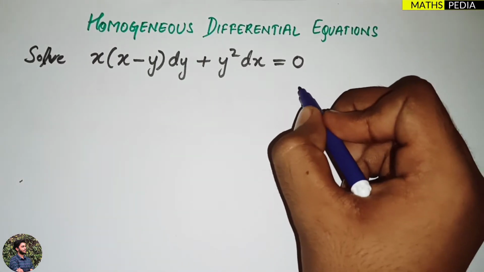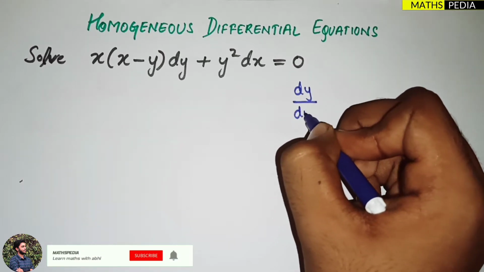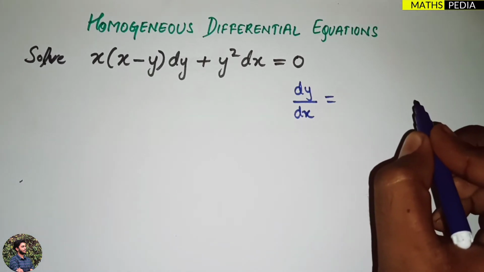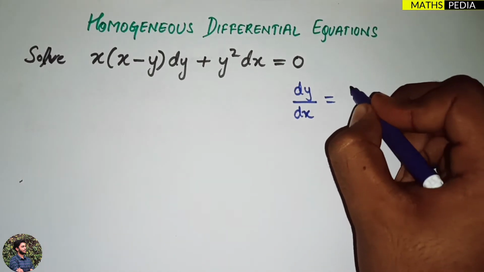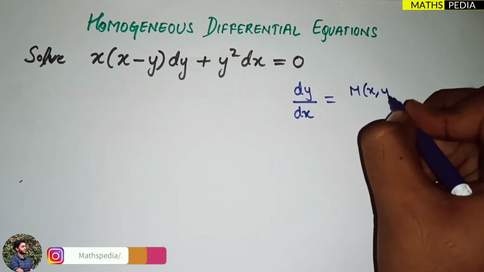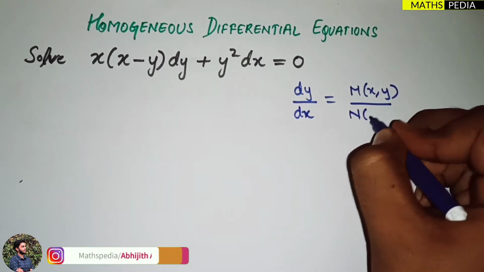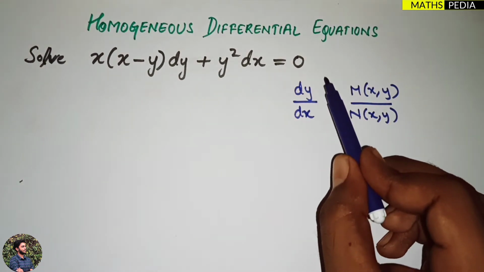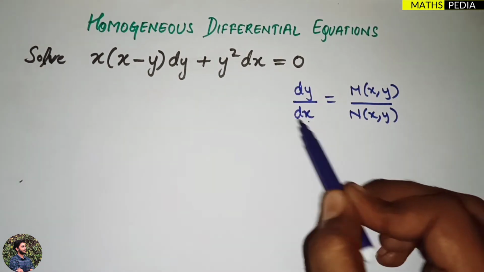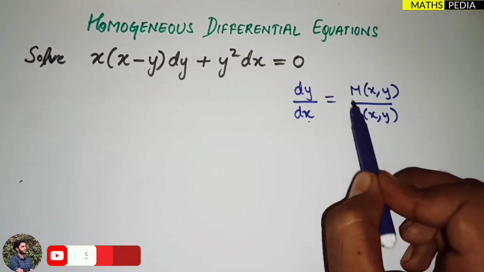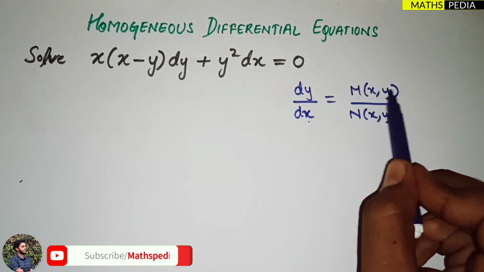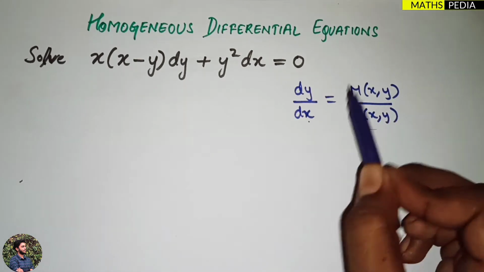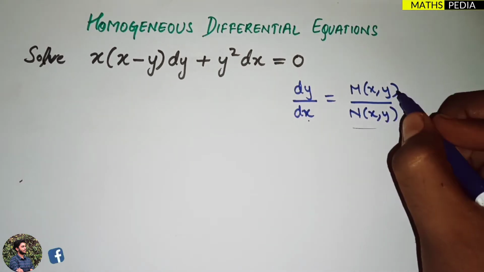Simple thing. First, bring it into the form dy by dx equal to something. Let it be some function m of x and y and n of x and y. Now you need to remember that a differential equation of the form dy by dx equal to some function of x and y in the numerator and some function of x and y in the denominator is homogeneous if both are homogeneous functions of the same degree. Same degree should be there.